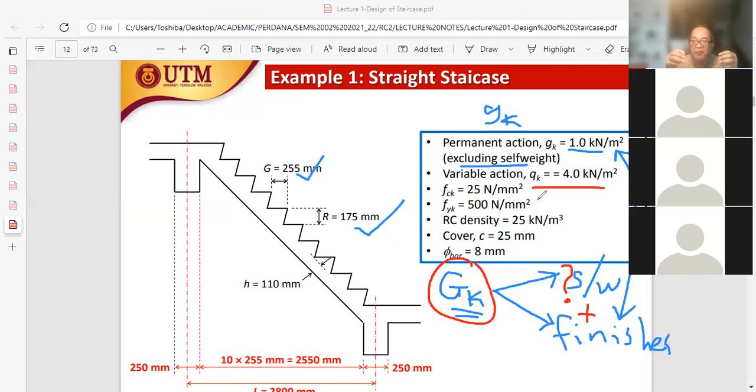But if we were to look for a specific QK for staircases for schools, or staircases for hospitals, libraries, there is none. There is no specific QK for staircases for buildings. So what we do is, let's say the building is a school building, where the QK is 3.0 kilonewton per square meter. This is given in the code. It is recommended by the code that we use 3.0 as our live load or QK for schools.